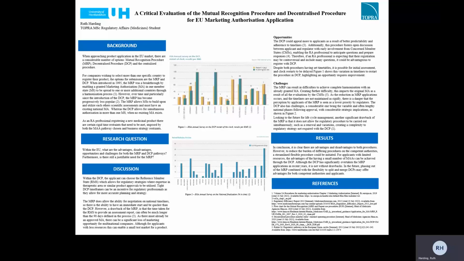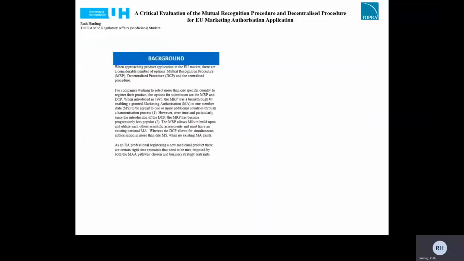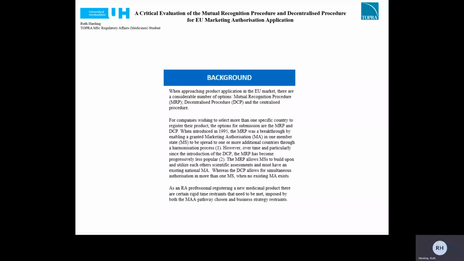My topic of choice is a critical evaluation of the mutual recognition and the decentralised procedure for an EU marketing authorisation. Onto the background. There are many options available when applying for an MAA in the EU.